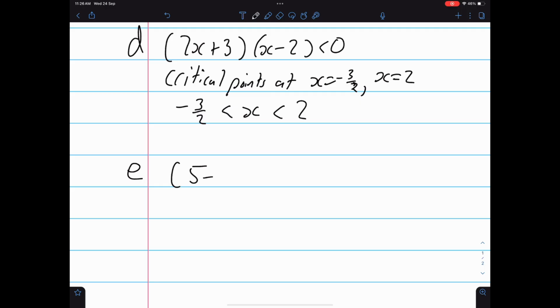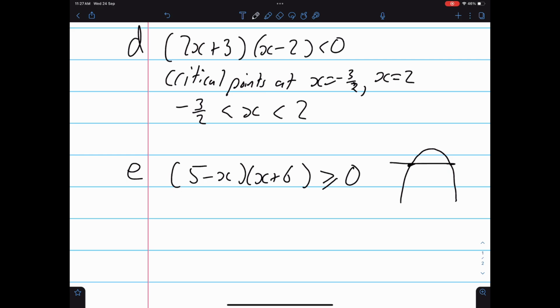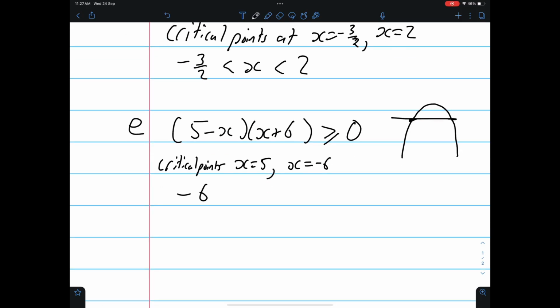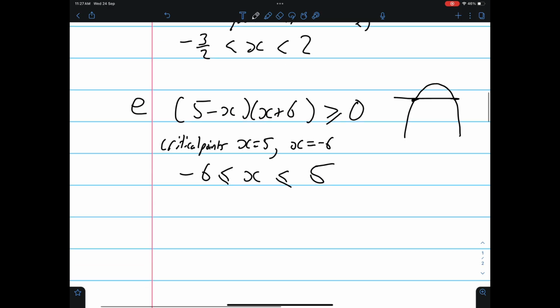E, 5 minus x, x plus 6. Right. Here is where we don't have a U-shaped parabola, but an N-shaped parabola. So if we want to go greater than 0, we have to go between these 2 points again. So critical points at x equals 5 and x equals minus 6. And we want it to be between those 2 points.